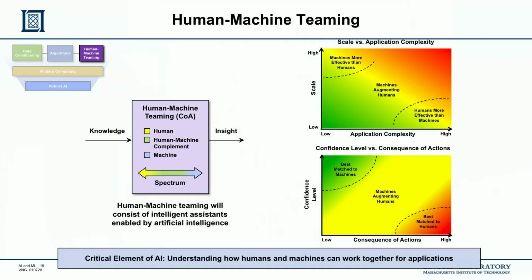Places where machines might be more effective than humans are where we have low application complexity but very, very high scale. Spam filtering falls into this. The complexity of spam filtering has gone up over time, but it is reasonable within systems, and the scale is so high that we just don't want a human being involved in that process.